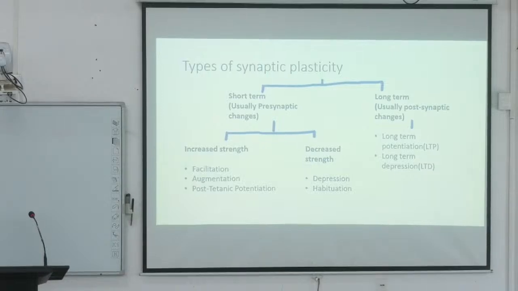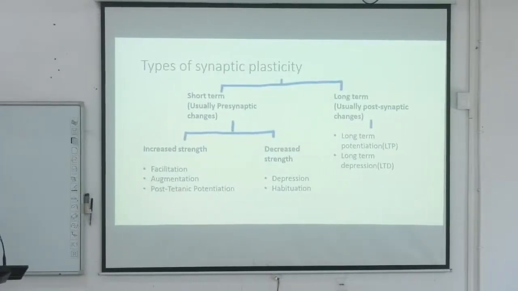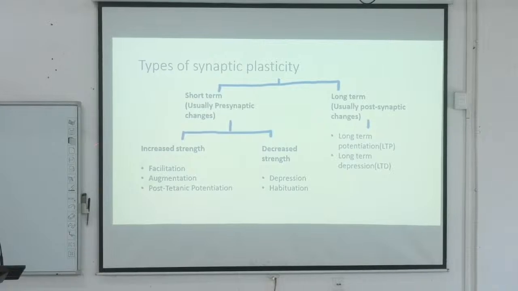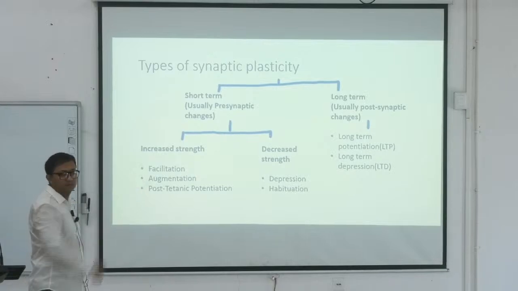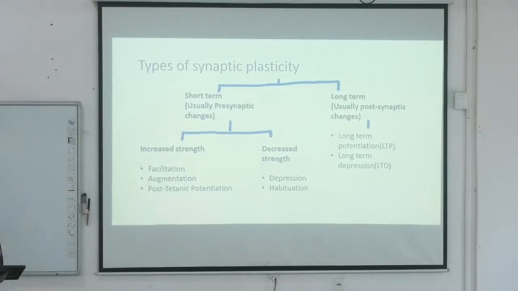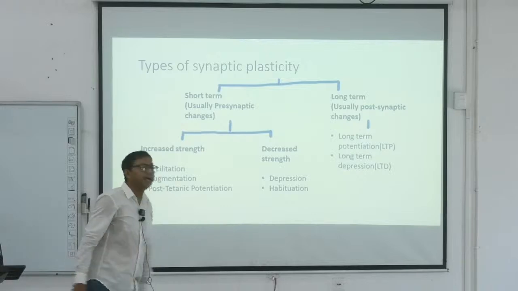So for you, remember my advice, do not study the short-term changes in details. Just remember the names of the short-term changes: increased strength, facilitation, augmentation and post-tetanic potentiation, and decreased strength, depression and habituation. But what you need to know is the long-term changes. Long-term changes are long-term potentiation and long-term depression. These are permanent changes. What we just talked about, learning and memory, motor learning like riding a bicycle, and memory formation, these two things depend on the long-term changes, that is long-term potentiation and long-term depression.